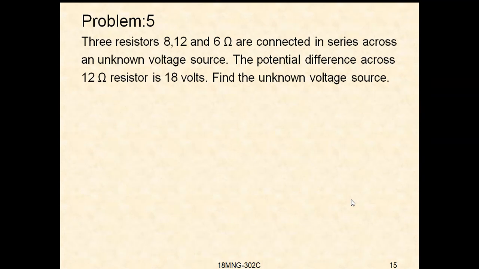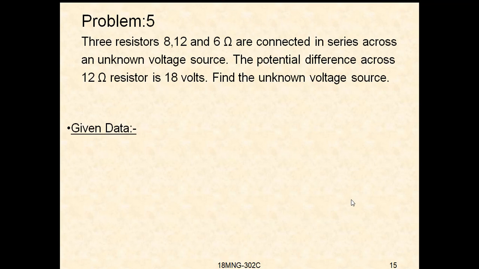Now let us see the last problem. Three resistors 8, 12 and 6 ohms are connected in series across an unknown voltage source. The potential difference across 12 ohm resistor is 8 volts. Find the unknown voltage source.